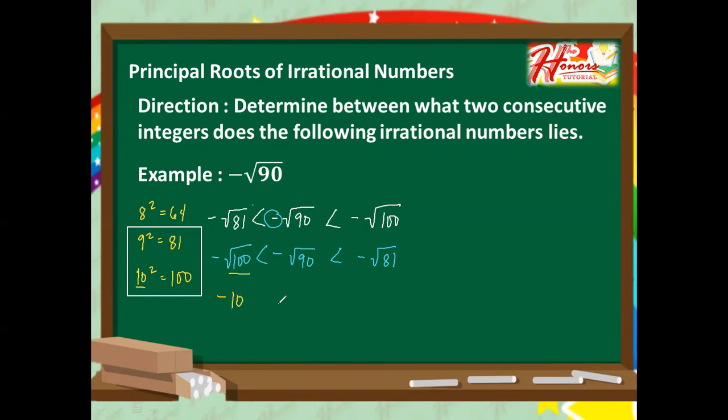Just copy it. Then copy the symbol and then just write negative square root of 90. Symbol again. Then write the negative sign. Then get the square root of 81. That's 9. So therefore, we can say that negative square root of 90 is less than negative 9 but is greater than negative 10.